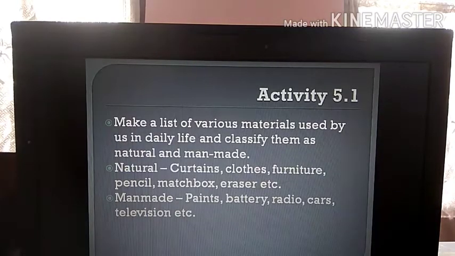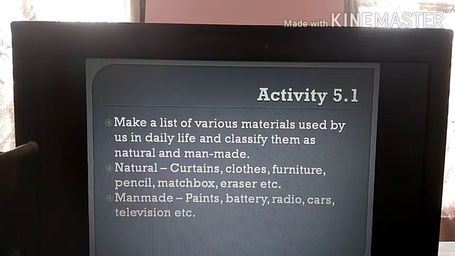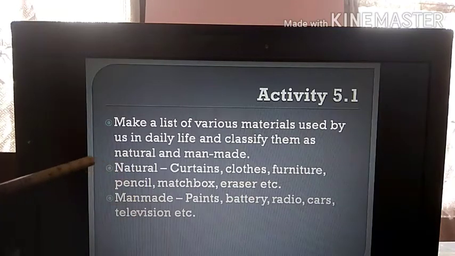First we have this activity in your textbook, activity 5.1: make a list of various materials used by us in our daily life and classify them as natural and man-made. We use many things in our daily life. Some things we get from natural sources and some are man-made. I have written a few items, and you can write your own items. Those who have textbooks can fill it in there; those who don't can write in your copies.